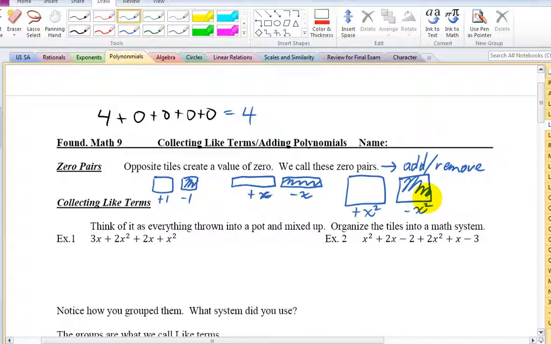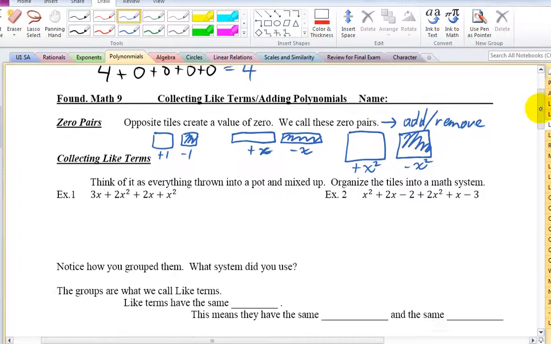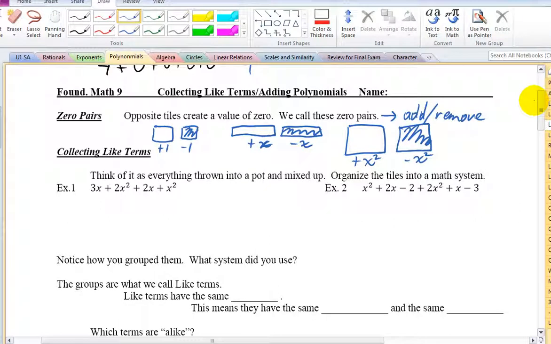Now you only want to add them if you need to, and that's with subtraction. And you only remove them if they're formed, and usually that's with addition. Okay? So zero pairs is an important concept that comes up quite a bit. So often you're going to see this, collecting like terms. Those are the instructions. It's like you throw everything into a pot right here, mix it up, and of course you want to organize it.